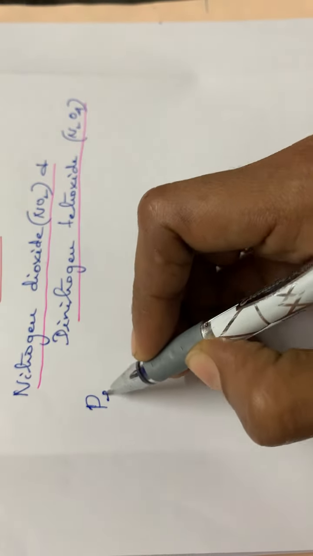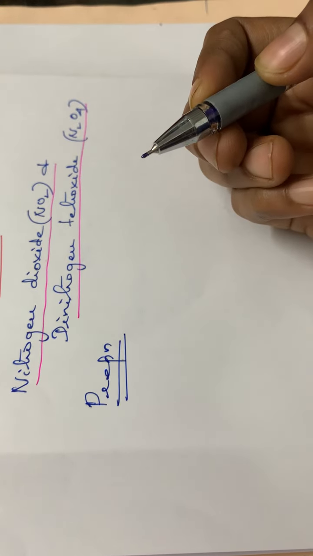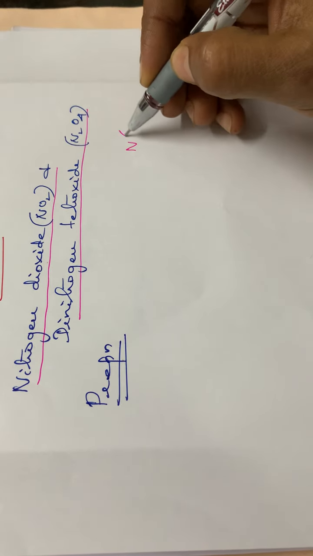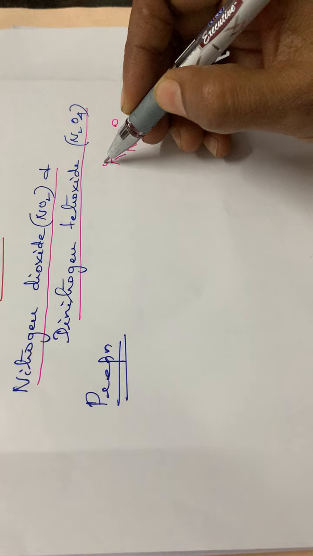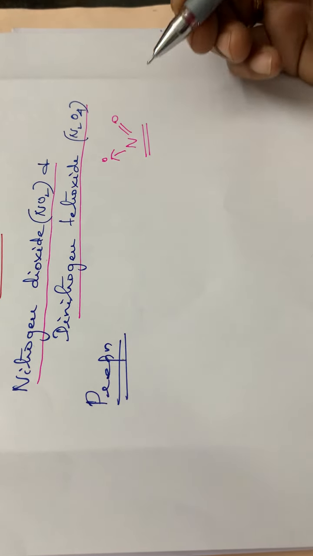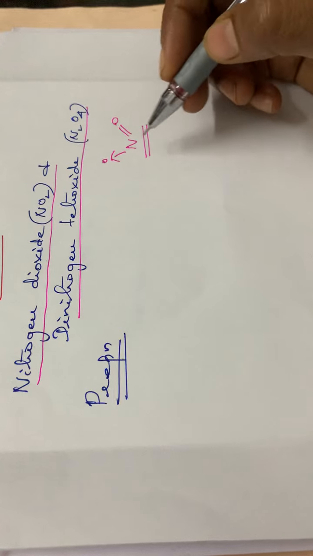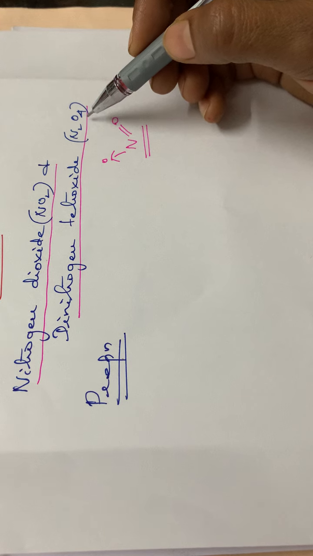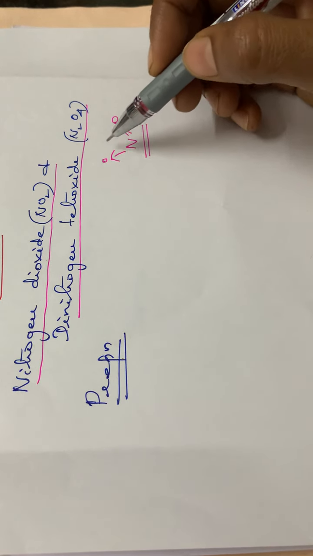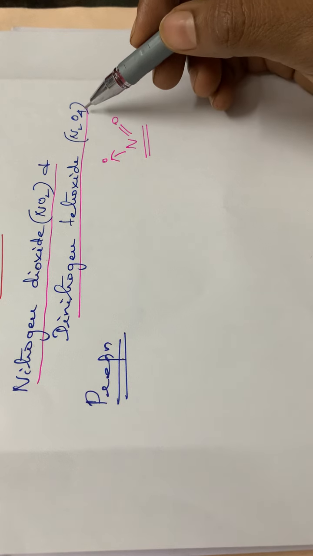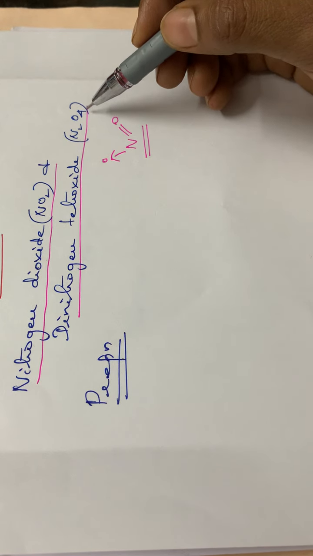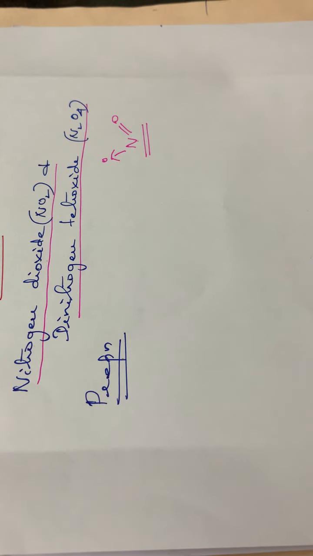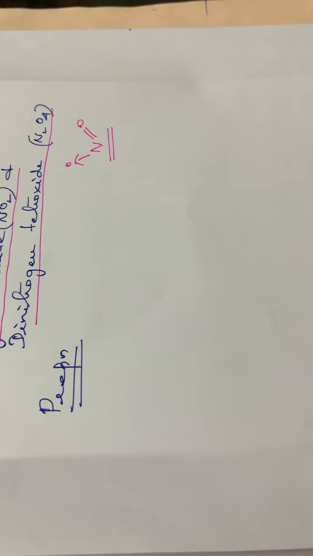First of all, we have to go through the preparation of nitrogen dioxide, and also see the structure of nitrogen dioxide. It is like this: N double bond O, then coordinate bond O. Normally this nitrogen dioxide won't exist like this as NO2. It will exist as a dimer, that is N2O4. That means two molecules of NO2 will form N2O4, dinitrogen tetroxide. So the structure of nitrogen dioxide is like this: N double bond O, coordinate bond O. Okay, so next is the preparation.